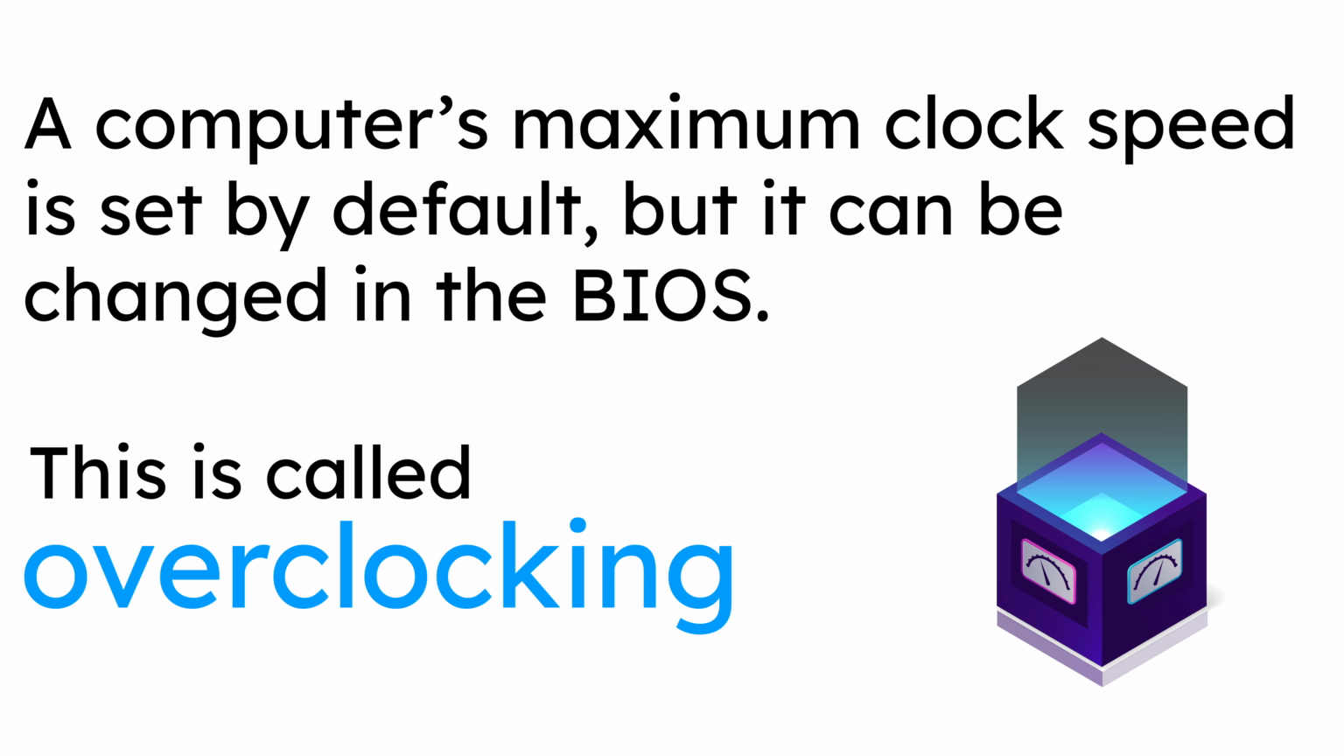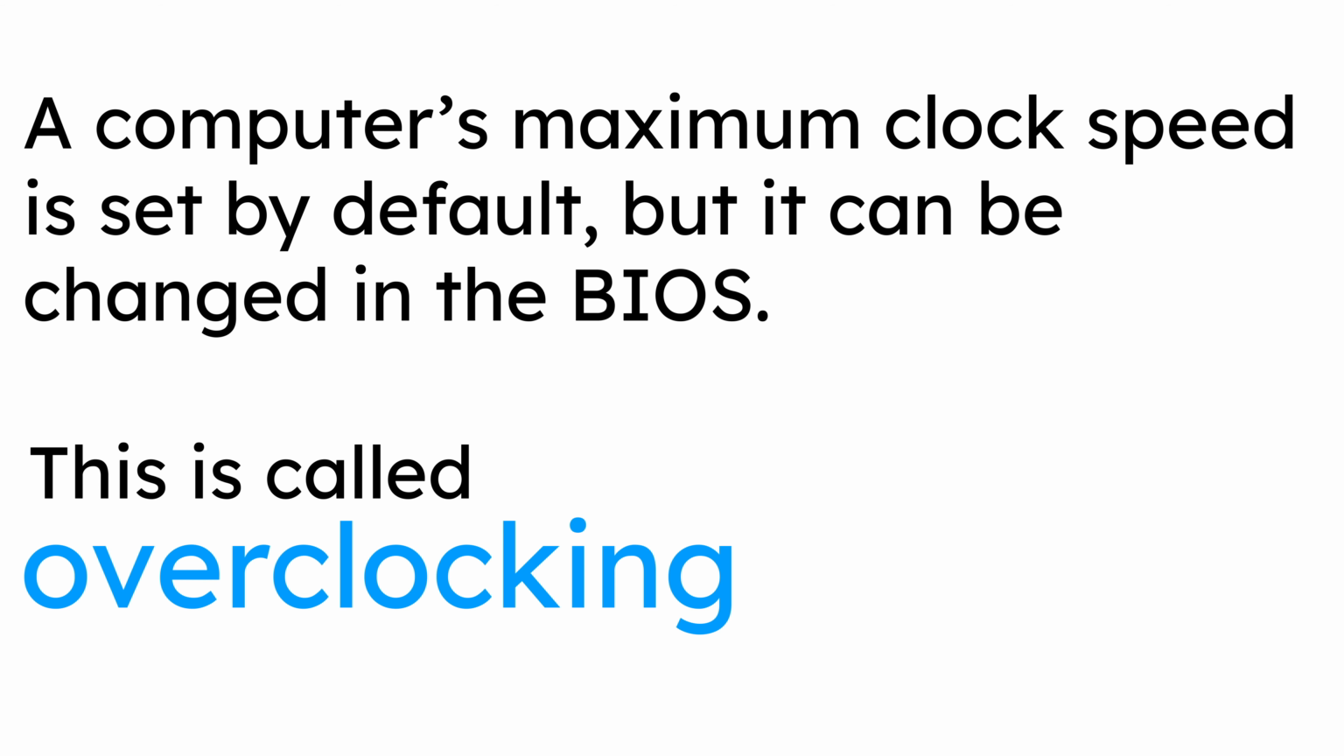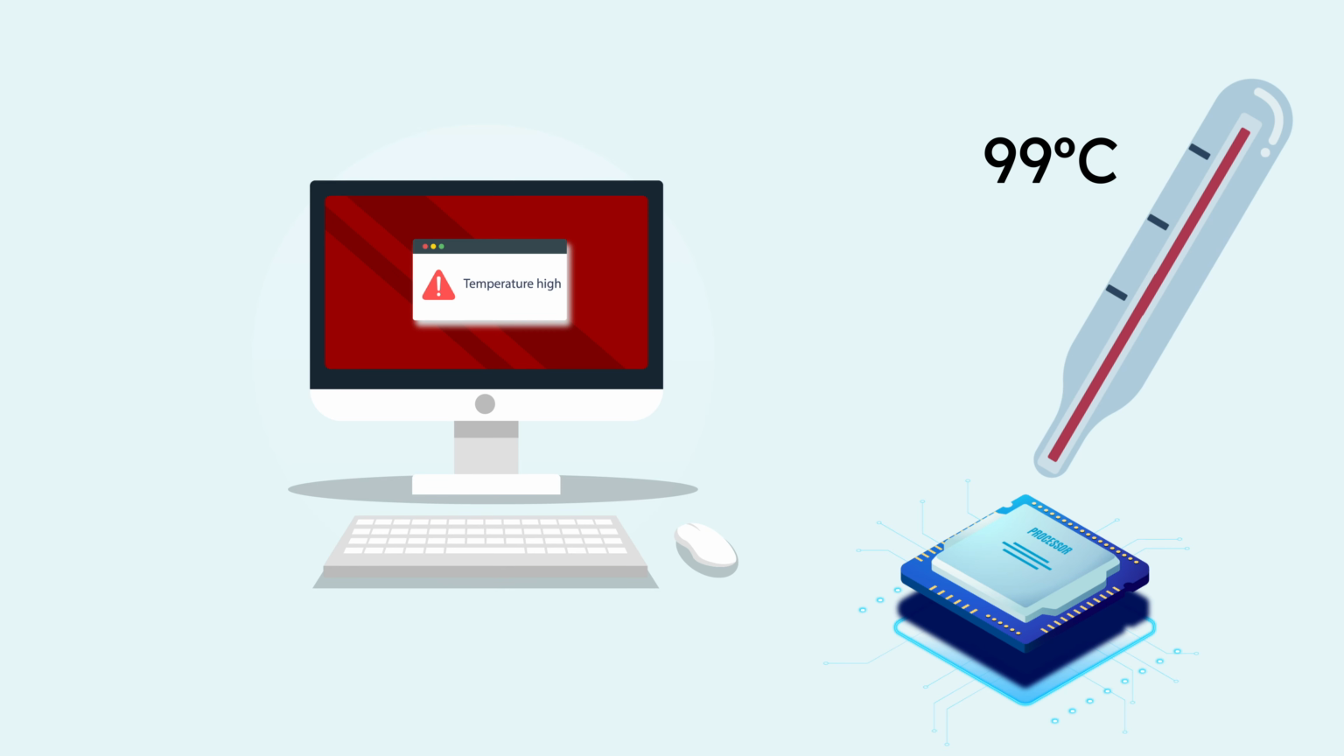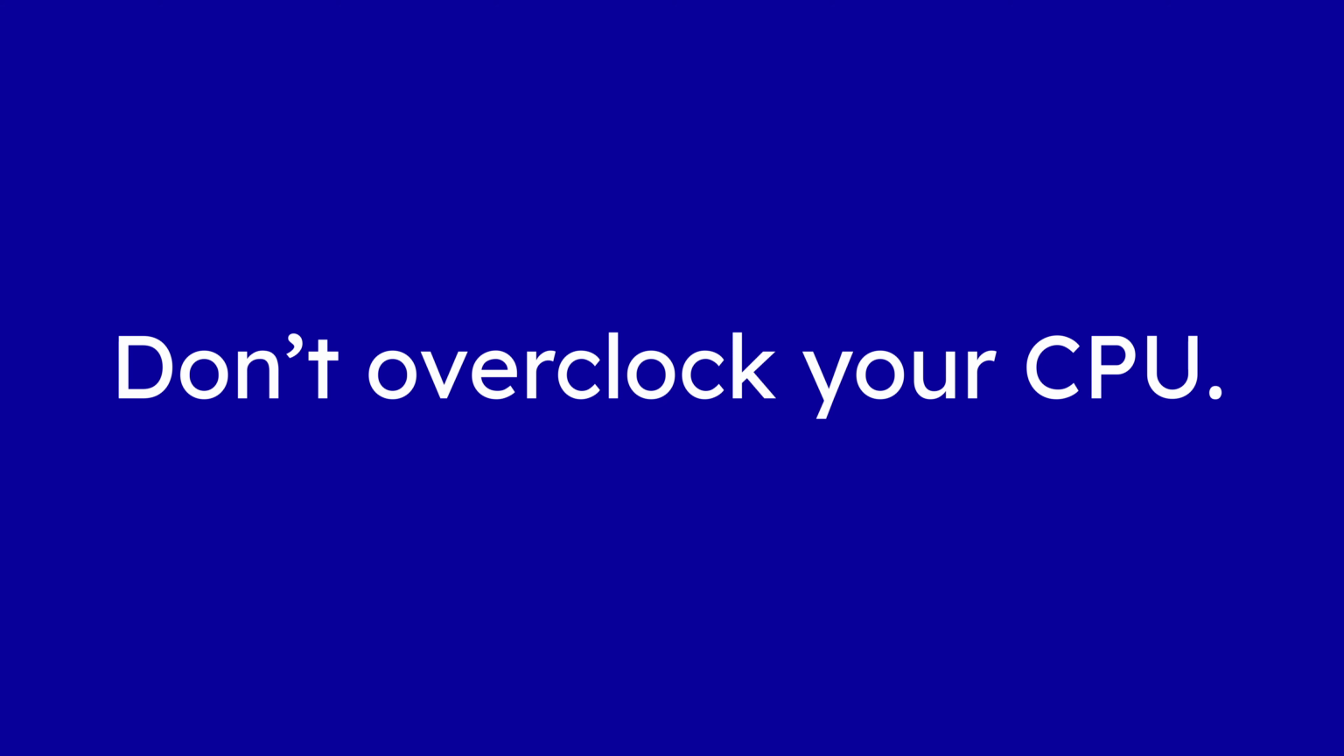There are physical limits to how fast a CPU can run based on the circuitry. A CPU can also overheat if they're forced to work faster than they were designed to. Most Intel chips can only reach 99 degrees before shutting your computer down. This sounds like a lot, but the average computer runs at about 70 to 80 degrees. Basically, don't overclock your processor because it could go very wrong.